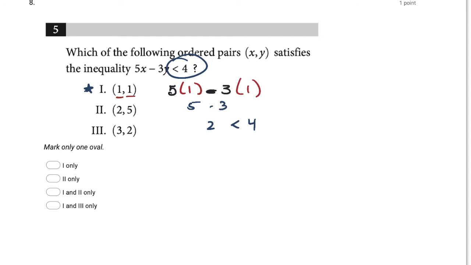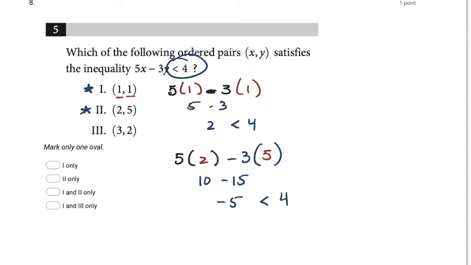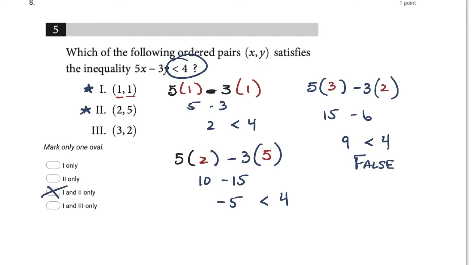Do the same thing with 2, 5. So it'd be 5, parentheses, but now we'd put in a 2 for x, minus 3, parentheses, and we put in a 5 for y. Let's just check that out. Negative 5. Is negative 5 less than 4? Yeah, negative 5 is less than 4, so that certainly is true. And then we do it one more time, testing 3 and 2. So 5, parentheses, x is now 3, and y is 2. I'm just substituting in and then seeing if it makes this true. That's 9. Is 9 less than 4? And that is false. So the two true ones are 1 and 2, and so it's just 1 and 2 only.